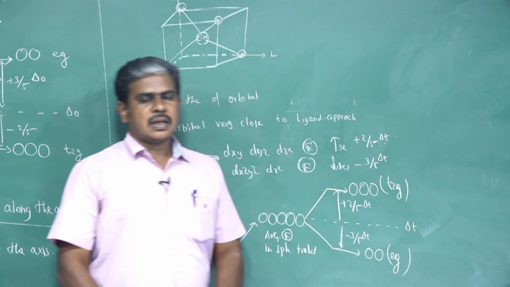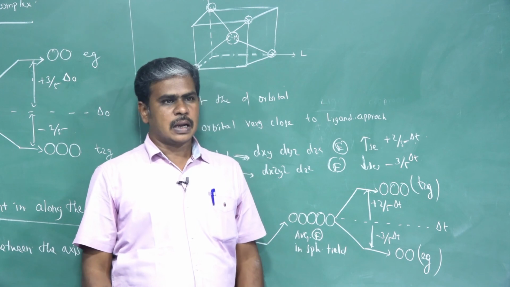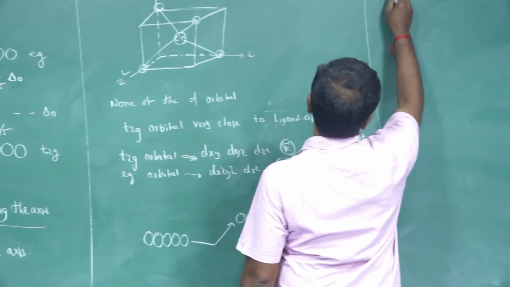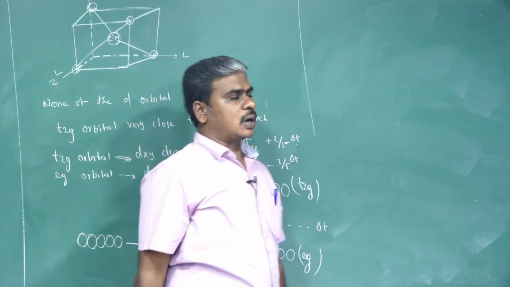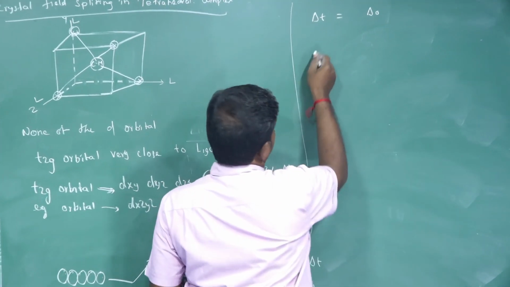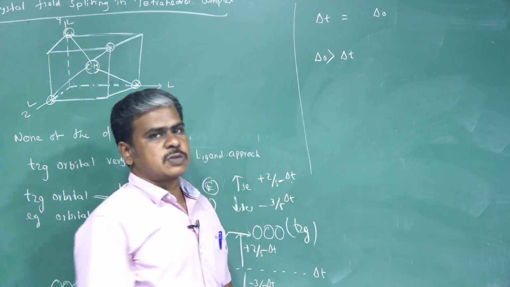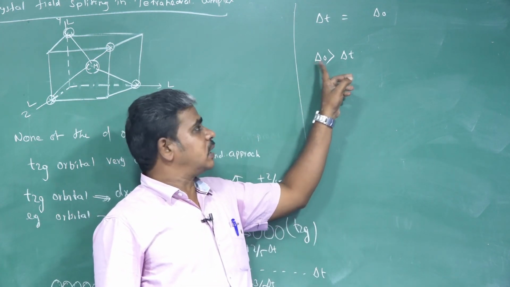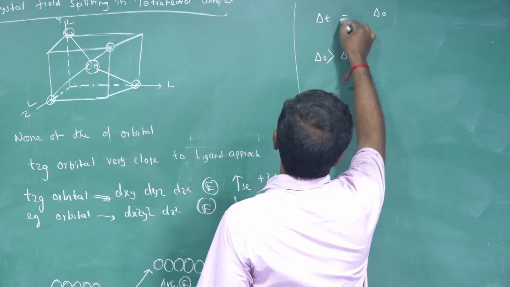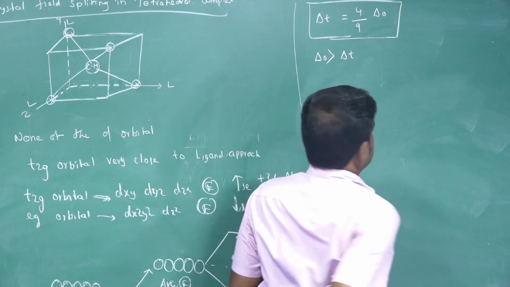So we may compare the octahedral field and the tetrahedral field. It is reversed. Comparing Δt and Δo, which is the crystal field splitting in tetrahedral complexes and in octahedral complexes, Δo is always greater than Δt. So the crystal field splitting in octahedral complexes will be greater than in tetrahedral complexes, and they are related as Δt equals 4/9 of Δo.